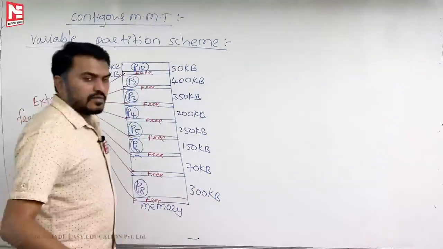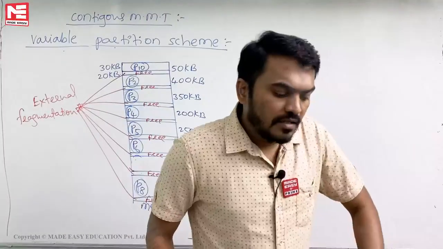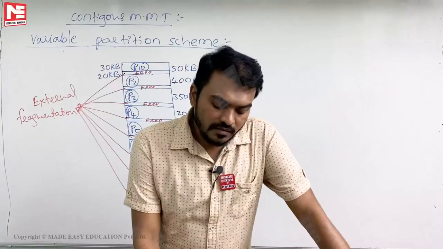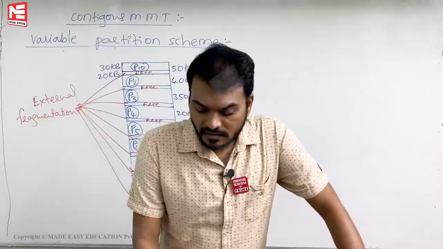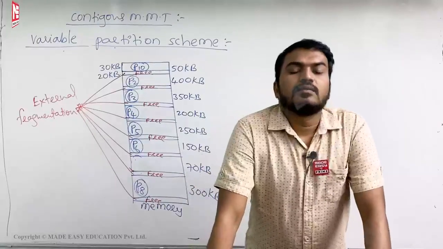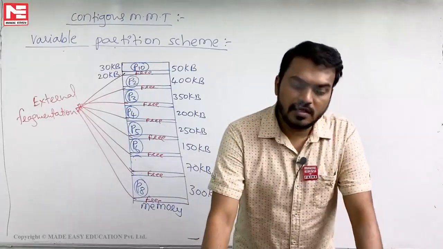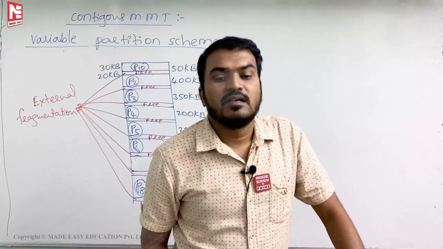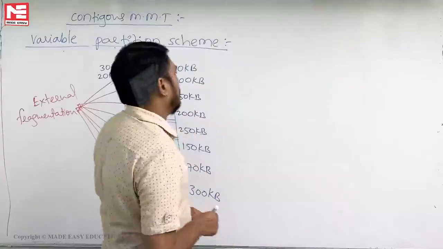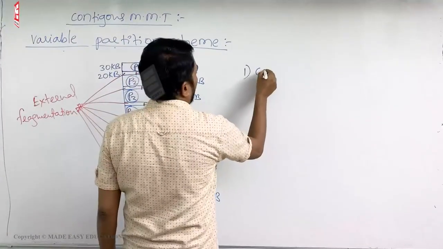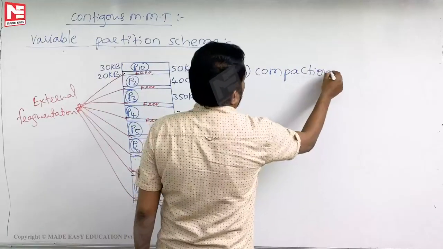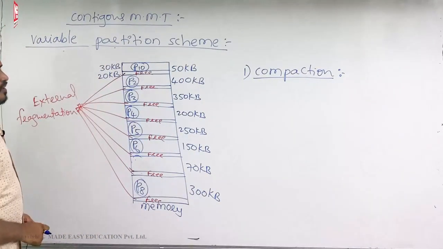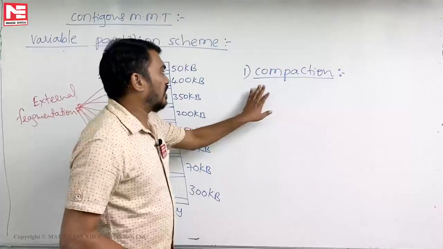we follow some techniques. Note down, keep it as a note: to avoid the problem of external fragmentation, the following techniques are used. The first technique we follow is compaction. Now the first one is what? Compaction. Keep the heading compaction.